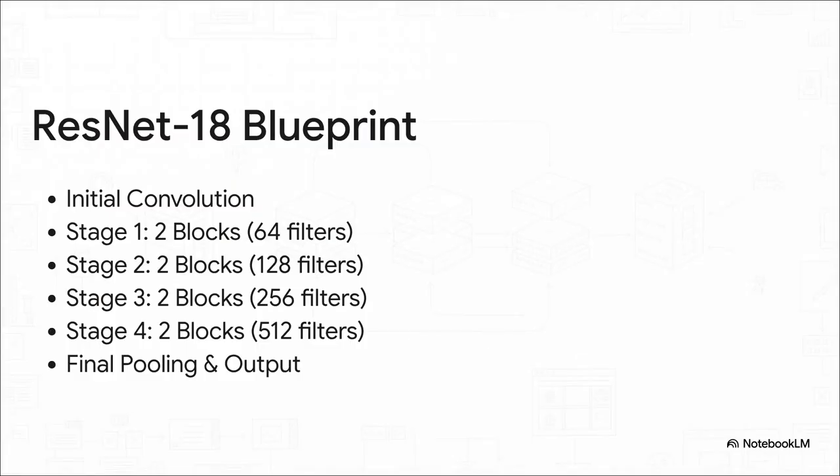And when you look at the blueprint, it's just so elegant and systematic. The whole thing kicks off with one standard convolution layer to get a first look at the image. After that, it's just 4 stages. And each stage is made up of 2 of our residual blocks. And just look at the pattern in the filter counts. Stage 1 has 64. Stage 2 doubles it to 128. Then 256, and finally 512. It's just a simple, beautiful, repeatable pattern.